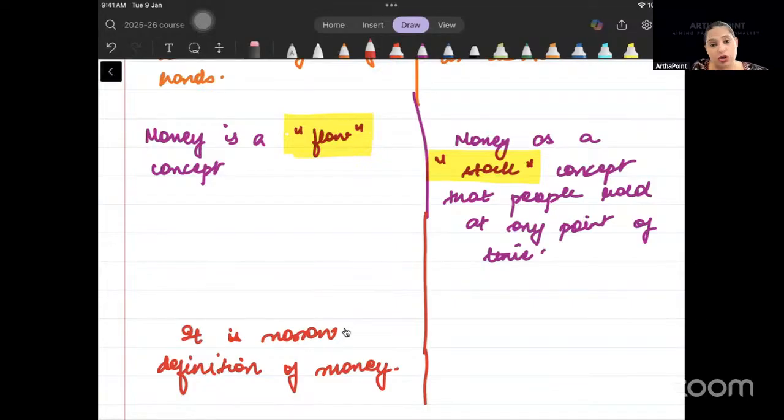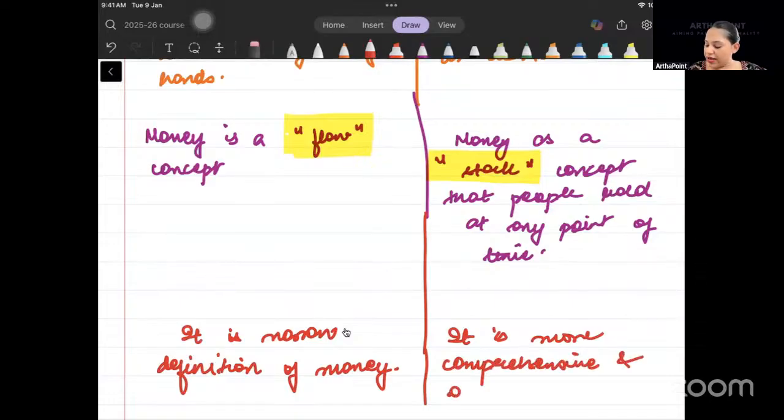Because of this approach, because of the cash balance approach, we are able to better explain why trade cycles occur, right? We're able to better explain what happens in the economy. So we can say that according to the cash balance approach, it is a more comprehensive and analytical tool, right? It considers a more analytical tool, it considers a more comprehensive tool, right? So this is what is there.